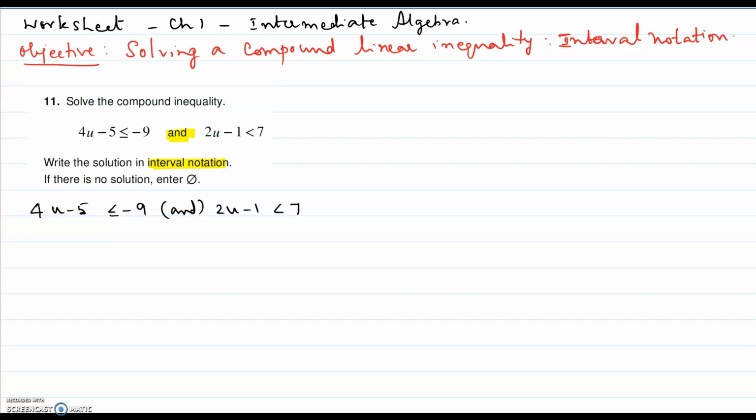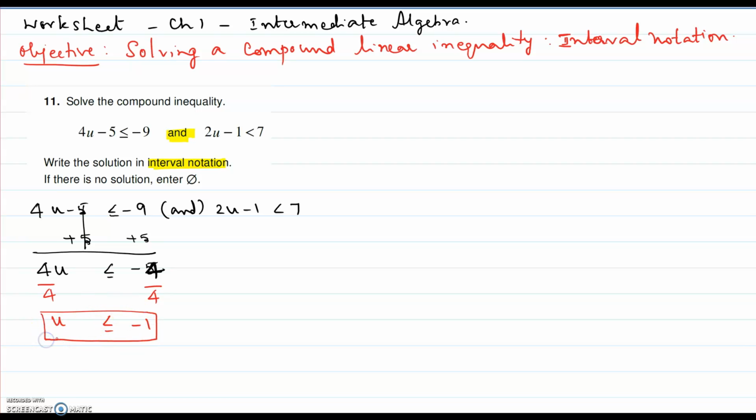Now let's take the first inequality and we'll isolate the variable. So it is plus 5 on both sides. So it is 4u is less than or equal to negative 9 plus 5, that will be a negative 4. And divide both sides by 4. That will give u less than or equal to negative 1. So that is the solution independently for the first part of the inequality.